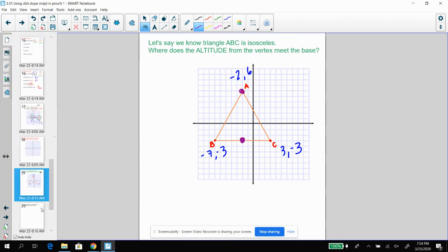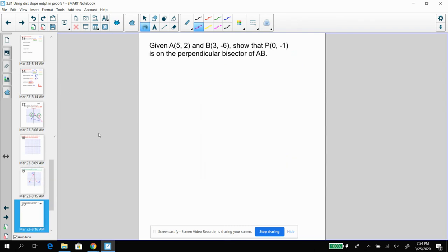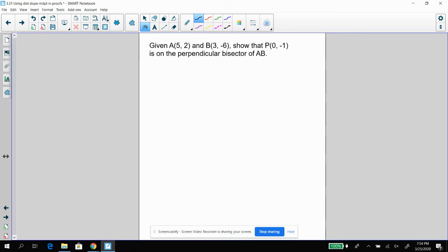And then one last problem before I let you guys go. This is a crazy one. So here are 3 coordinate points, (5, 2), (3, -6), and then (0, -1). I want to show that (0, -1) is on the perpendicular bisector of AB. What? All right, so let's sketch this guy out. So if I plot (5, 2) right here and (3, -6), I'm just estimating. So I've got (5, 2) and (3, -6) here.